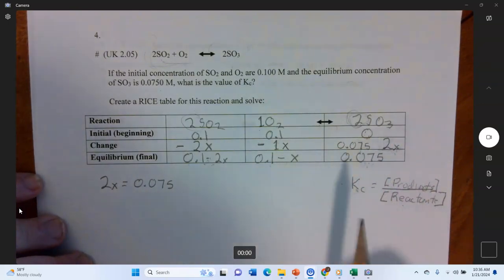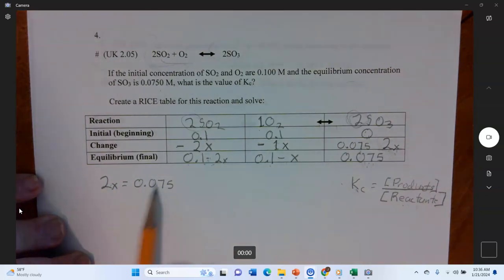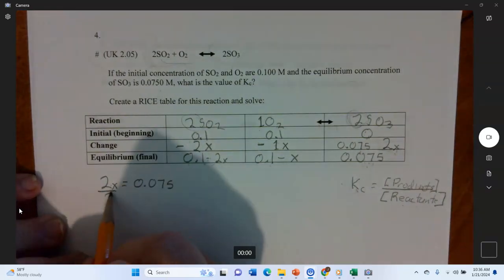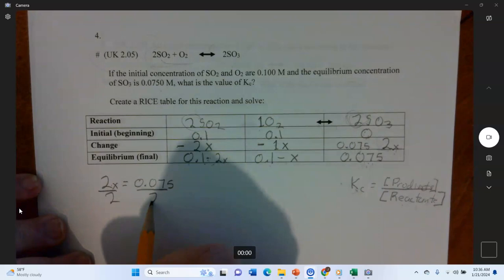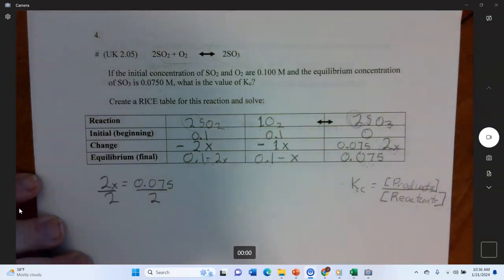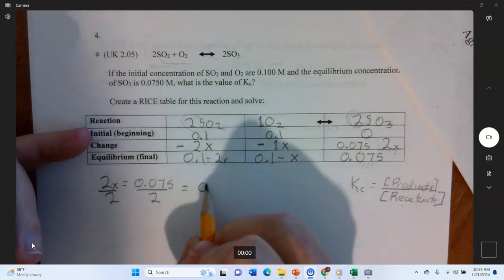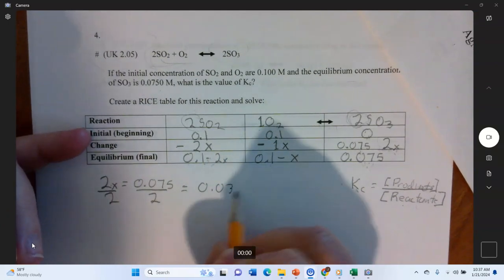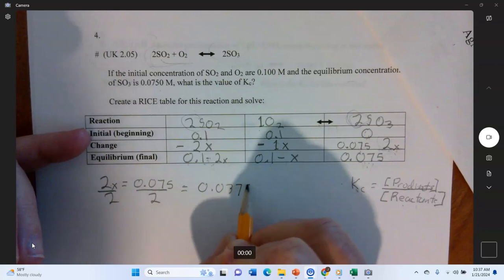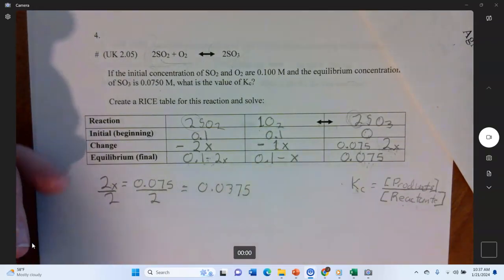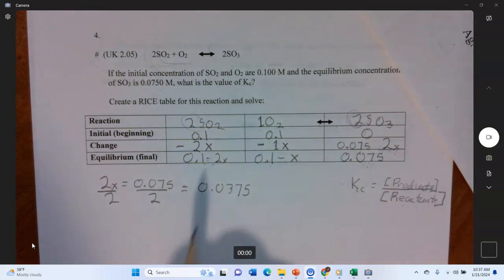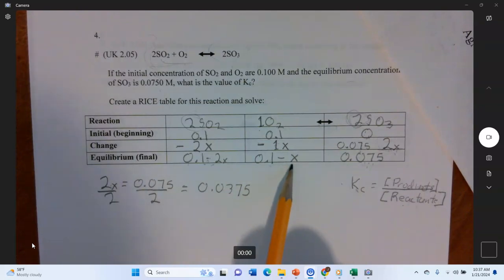So now let's figure out what x is. We started doing that right here. We're going to divide both sides by 2, and we're going to get x equals 0.0375. Divide that by that. All right? So that's not our final answer. That's the value of x.